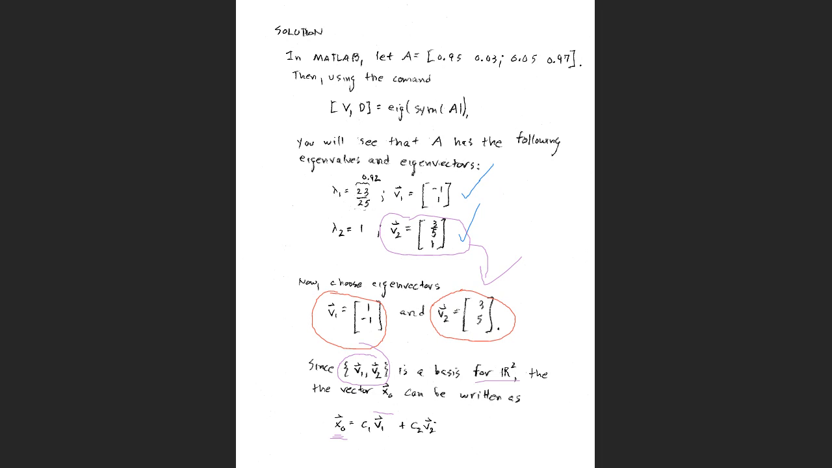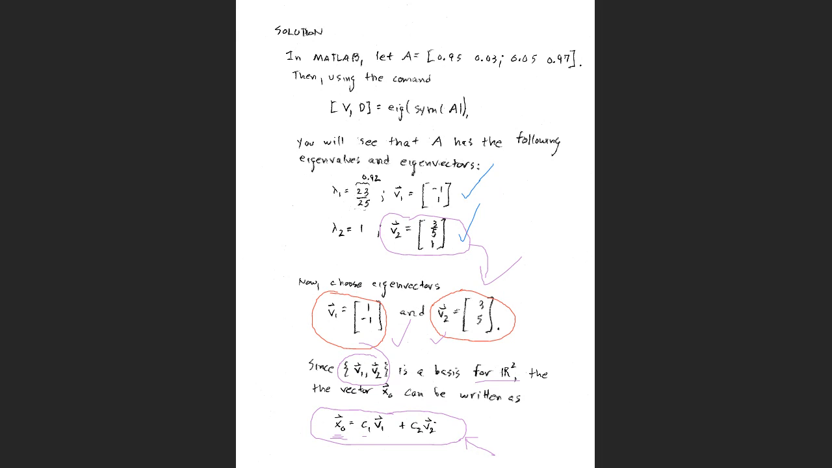So x sub 0 can be written as a linear combination of the two eigenvectors, because the two eigenvectors are a basis for R squared. They are a basis, right? You're used to the standard basis for R squared, where the basis vectors are (1, 0) and (0, 1). But v1 and v2 could be a basis as well for R2.